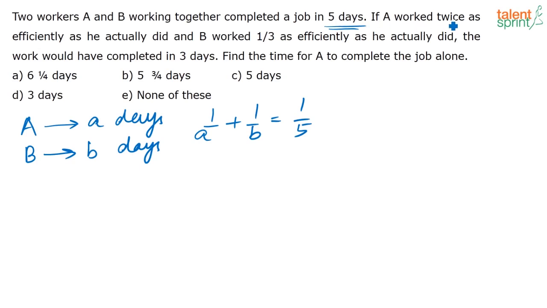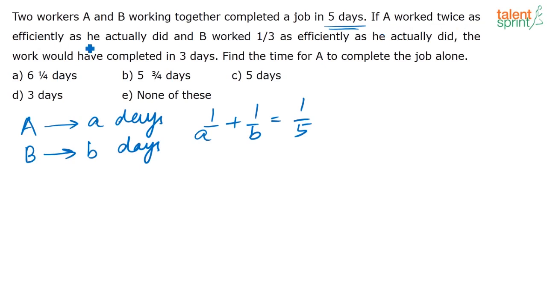Now, if A worked twice as efficiently as he actually did. What does that mean? I think that is the statement that some of you have not understood correctly, because option C is not the right answer. A lot of you are giving me option C, which is not correct. You have not understood the question correctly. See here, what are they saying?